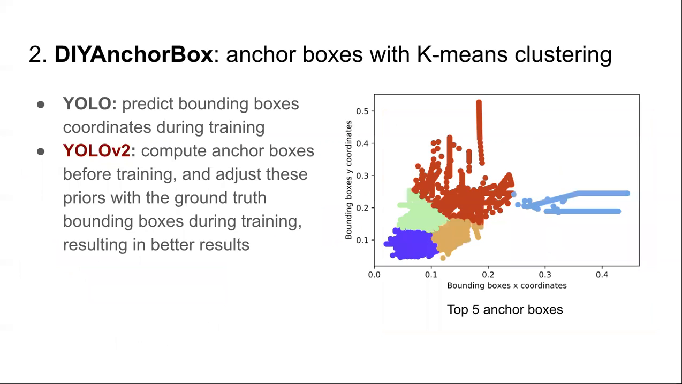The second approach is to predefine bounding boxes before training, which are called anchor boxes, and adjust these boxes with the ground truth bounding boxes during training. YOLO V2 computes anchor boxes by k-means clustering, achieving a better result than the original YOLO, where no anchor boxes are used. Following a similar idea, we propose to compute candidate anchor boxes using k-means for the YOWO.